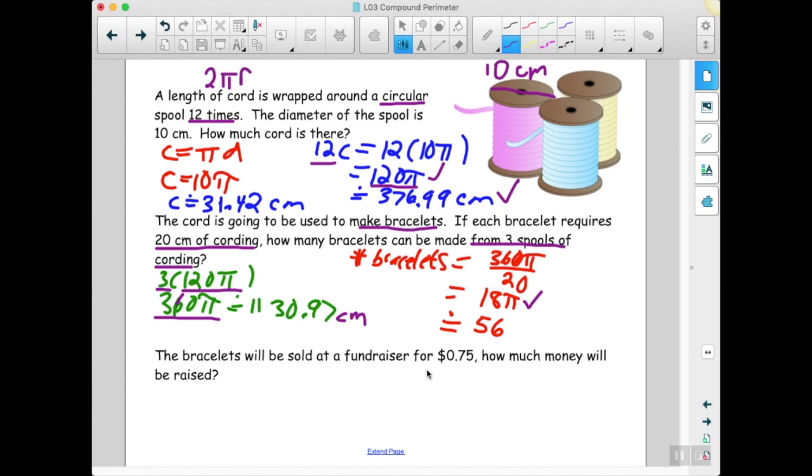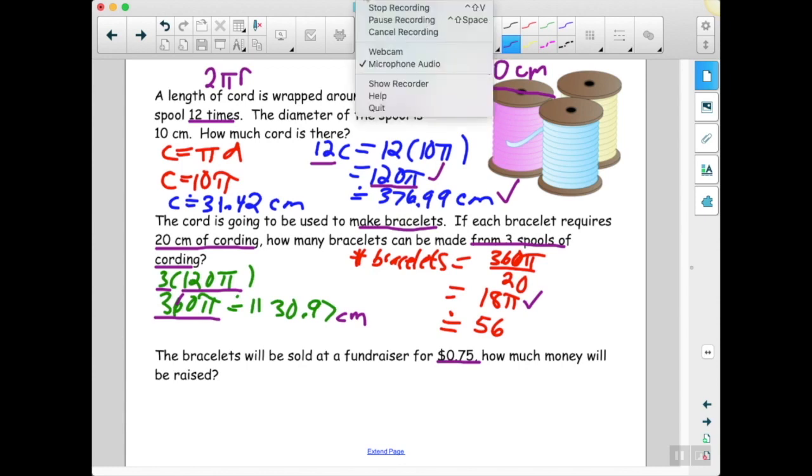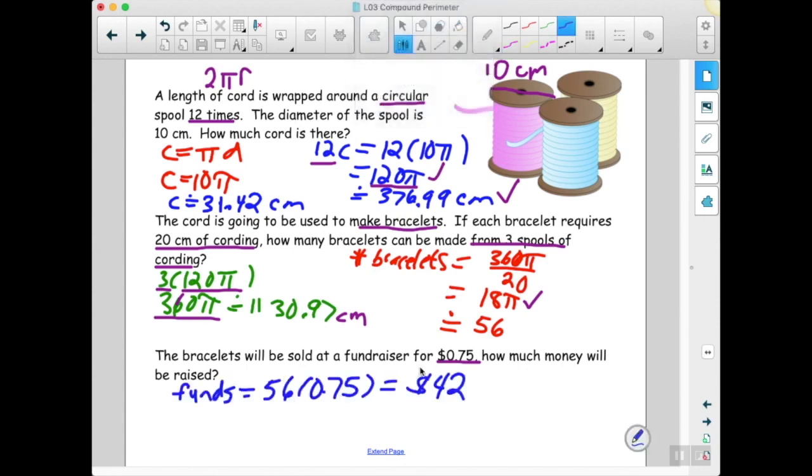If the bracelet is sold at a fundraiser for that amount, how much money will be raised? And again, pausing so we both can work on this. All right, so 56 bracelets. Each bracelet, we're charging 75 cents, or $0.75. So then I'm going to multiply 56 by $0.75, and I'm going to get $42.